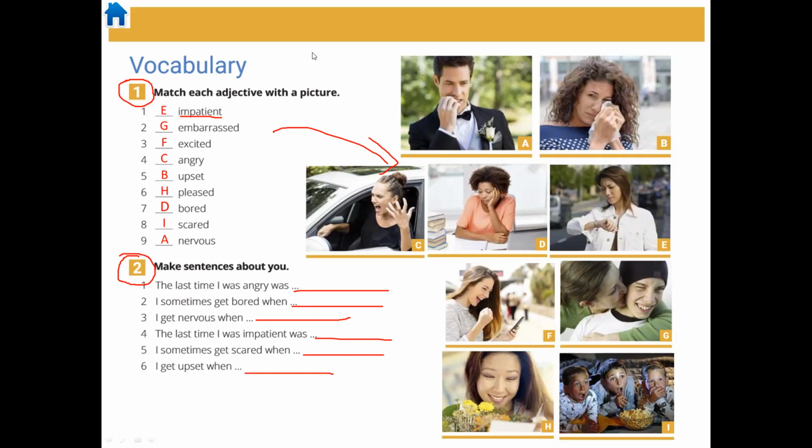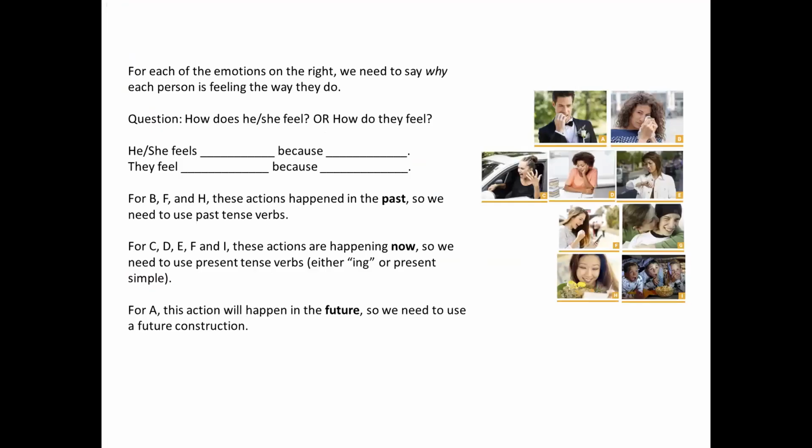Now for each person, we're going to say why they feel how they feel. And we're going to say why. We're going to give a reason, because blah, blah, blah.